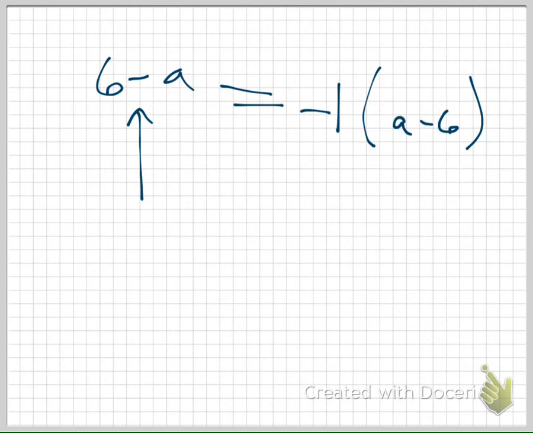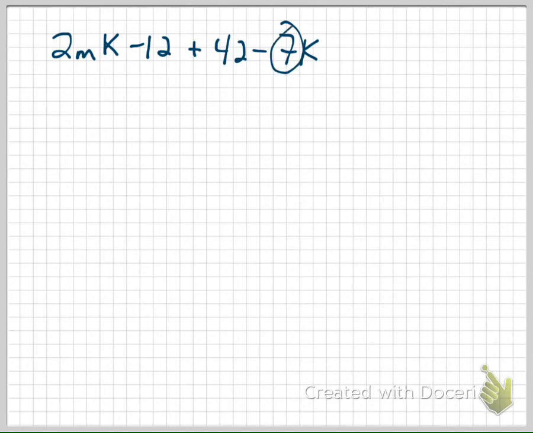And that helps you. I'll show you one where it will help. You don't have to do it, I just want you to watch this time so I can show you how this works. Here it is: 2mk minus 12 plus 42 minus 7k. Can I pull anything out of those? Almost. If that was an even number, then I could have pulled out a 2. I can't. It's an odd number. There's nothing to pull out. Agreed?